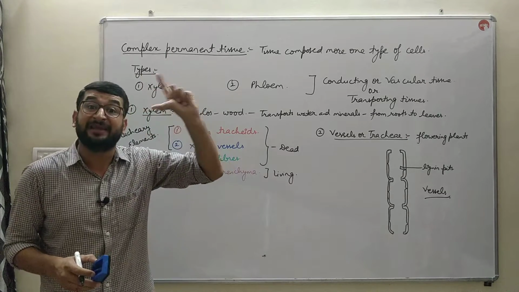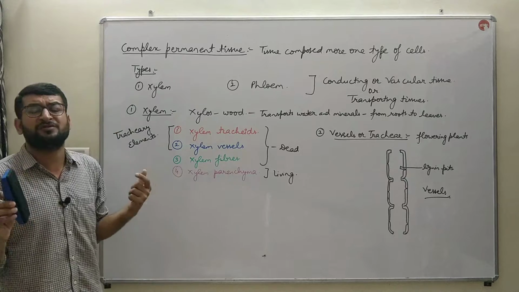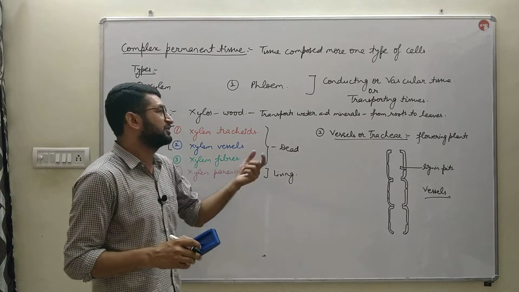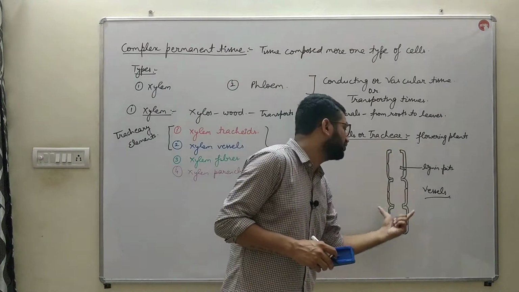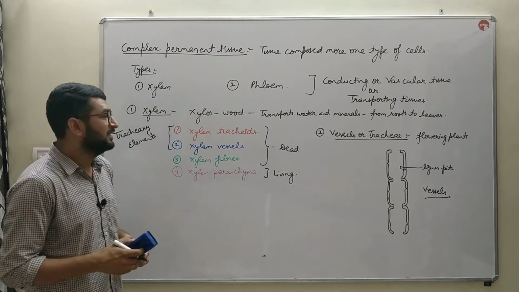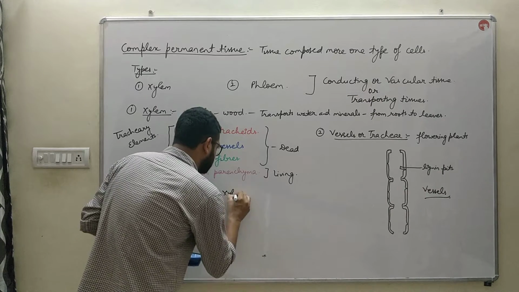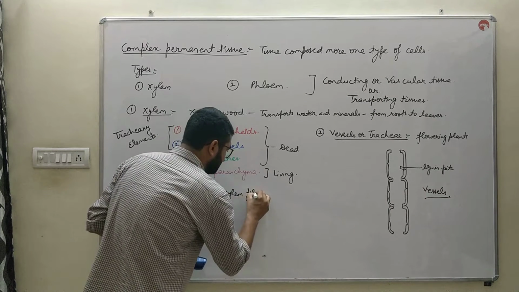Up to that height, the water can be reached easily without the use of any electric pump. That is possible because of these fine capillary elements like vessels and tracheids. The third component is xylem fibers.